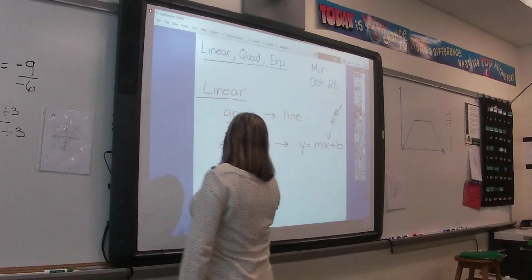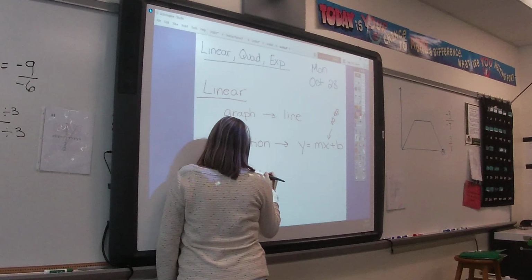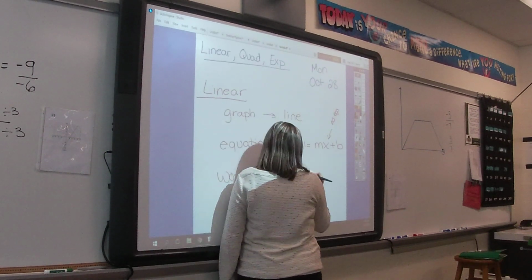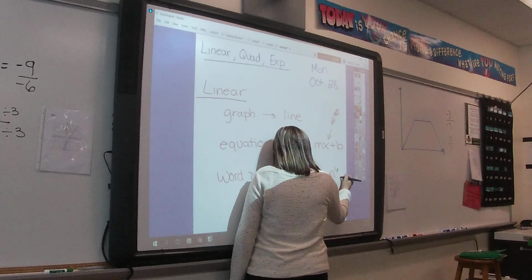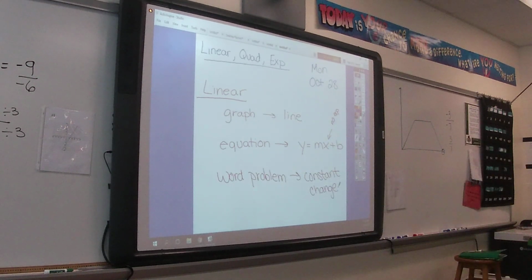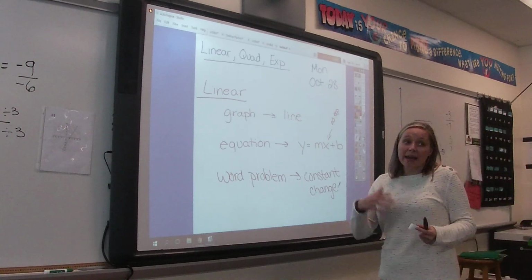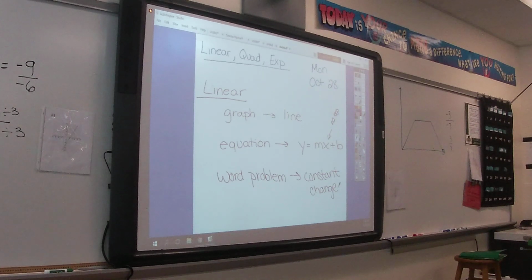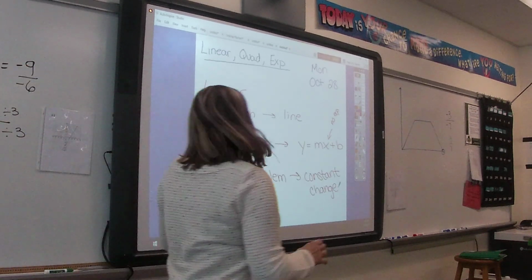Okay, and if it is a word problem, it'll have something that is a constant change. Every month, you will make an additional $10. How much do you make extra after the first month? $10. How much do you make extra after the second month? An extra $10. How much do you make extra after the third month? An extra $10, right? That's never going to change. It's always an extra $10. Okay, that means that it is linear.